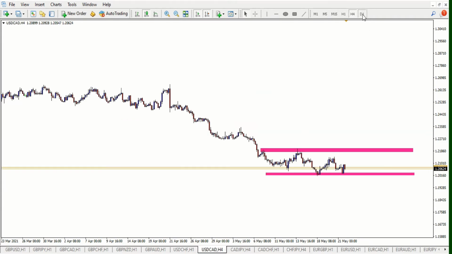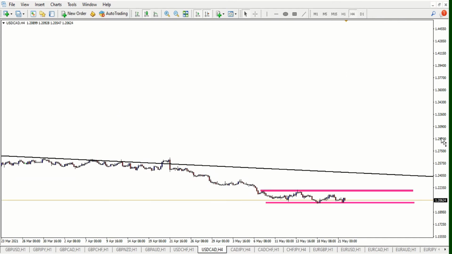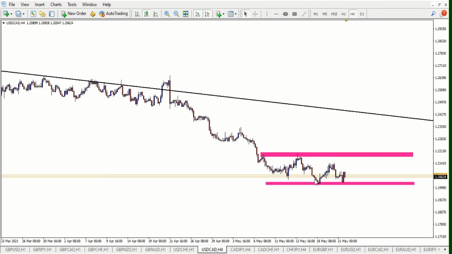So this USD CAD has been in a downtrend, okay? The market has been making lower lows and lower highs. That's pretty easy to see. And at this point in time, we are looking for either the market to break through the support or come back to retest that resistance.